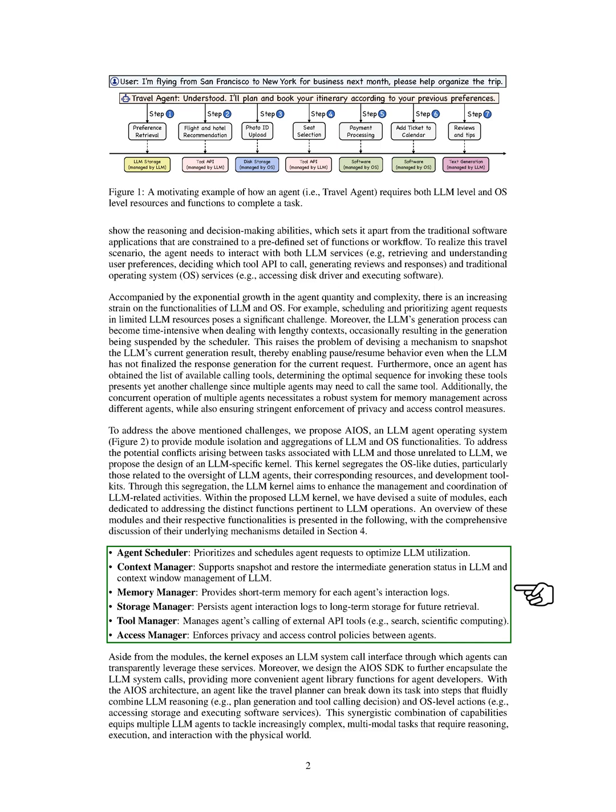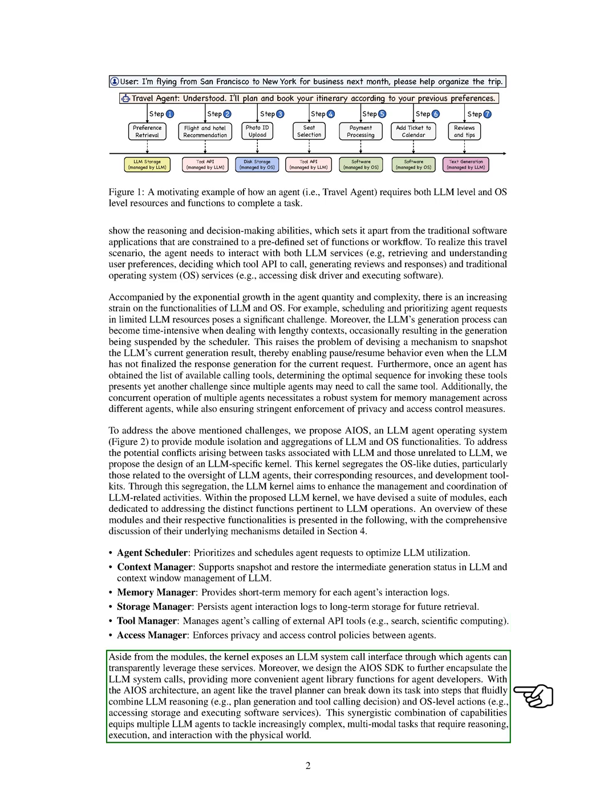Within the LLM kernel, we have developed modules like Agent Scheduler, Context Manager, Memory Manager, Storage Manager, Tool Manager, and Access Manager to prioritize agent requests, manage generation status, handle memory, store interaction logs, manage external tools, and enforce privacy policies. The kernel also provides an LLM system call interface for agents to access these services seamlessly, along with an AIOS SDK for easier development. With the AIOS architecture, agents like the travel planner can seamlessly blend LLM reasoning with OS-level actions, enabling them to tackle complex tasks that demand reasoning, execution, and interaction with the physical world.